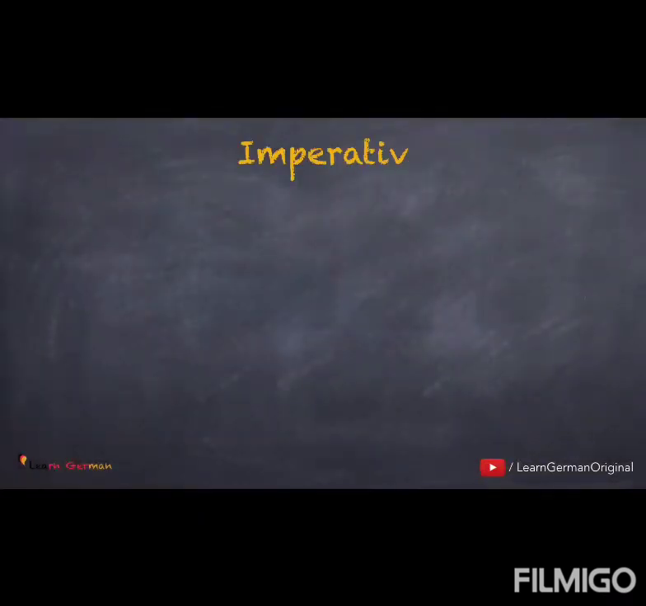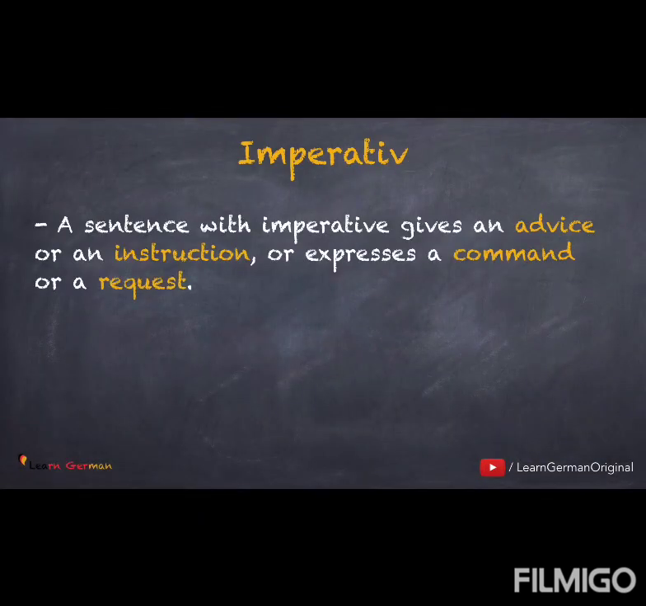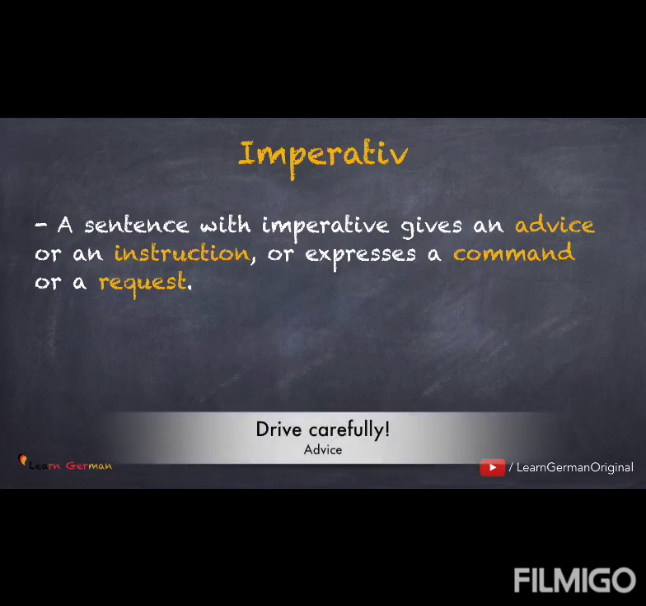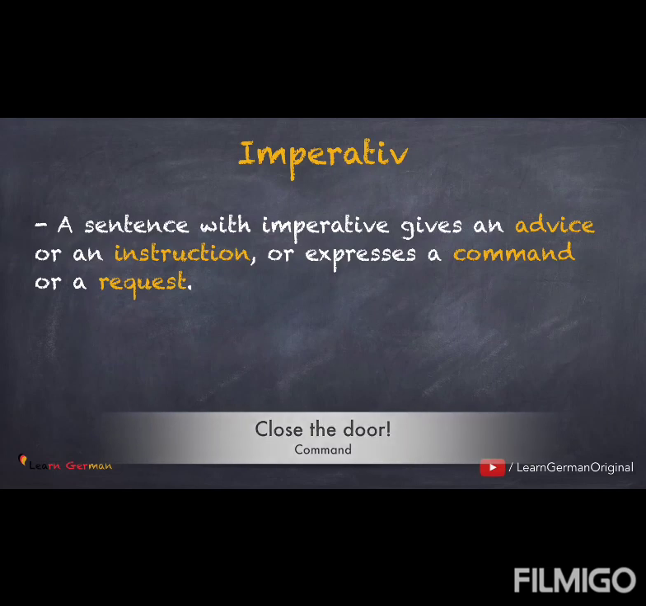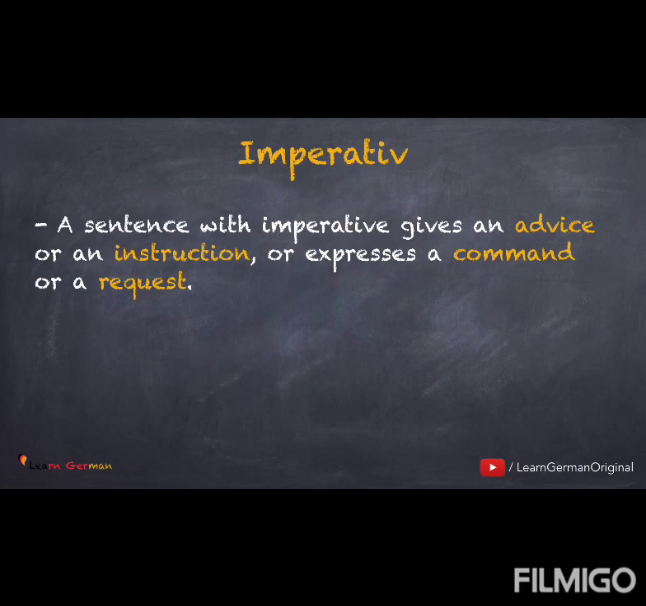So first we need to understand what is imperative. A sentence with imperative gives an advice or an instruction, or expresses a command or a request. Here are a few examples of such sentences in English. Drive carefully would be an advice. Eat your vegetables. Close the door. Please listen to me. These are a few examples in English using imperative.